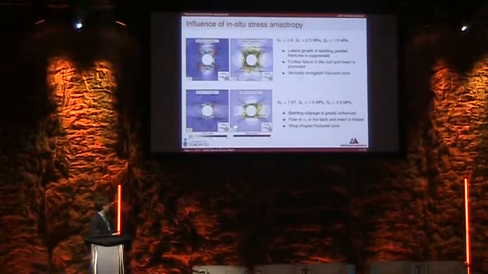On the other hand, if the maximum principal stress is horizontal, the bedding slippage is greatly enhanced because you have low frictional resistance here. But also, interestingly, this fracture can prevent the flow of sigma 1 to the back and the upper part, so you actually have less fracturing in the vertical direction. So you end up with this characteristic wing-shaped fracture.